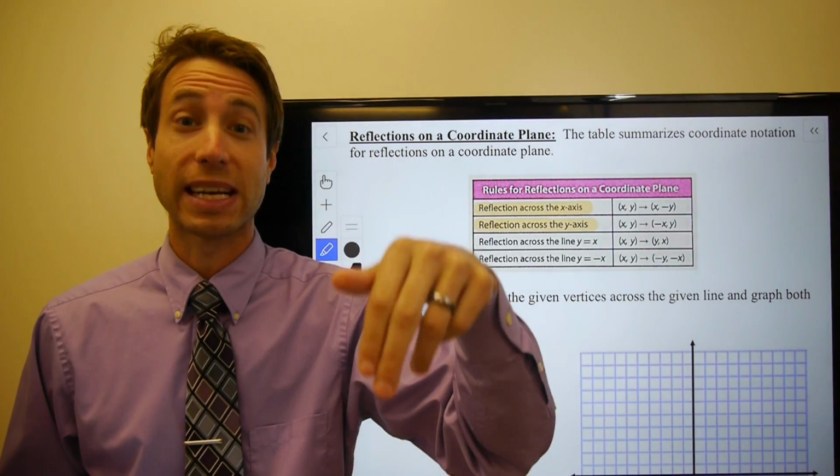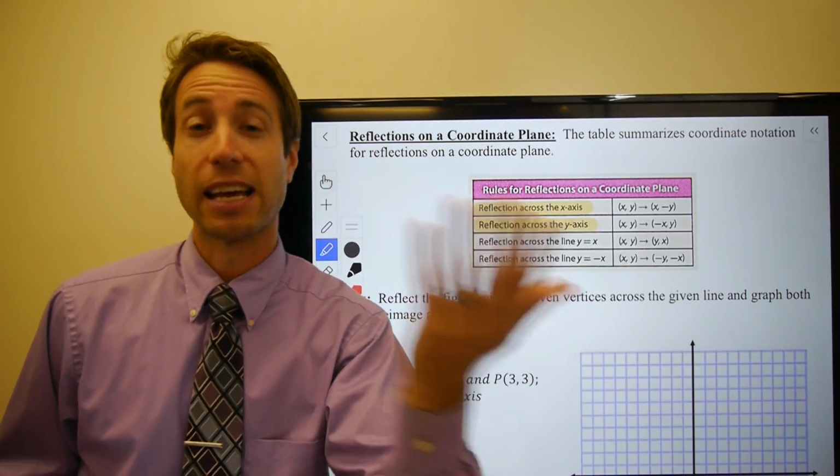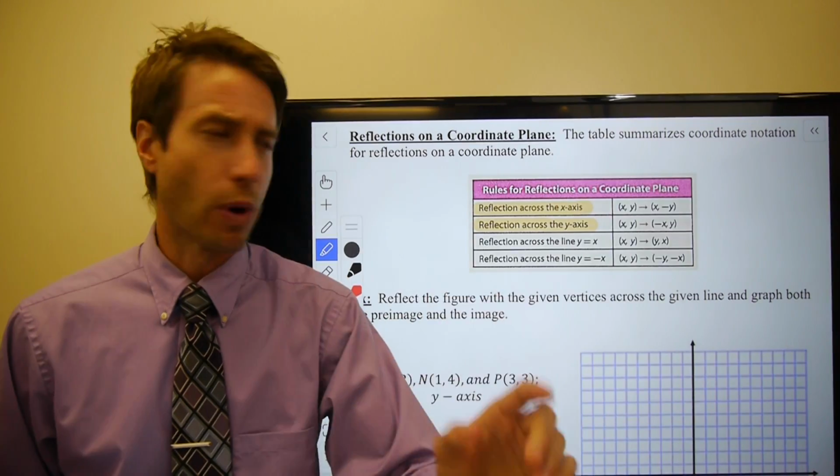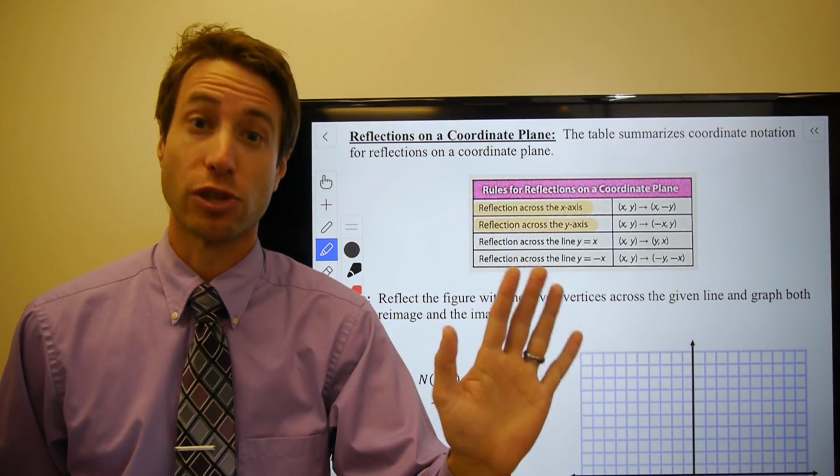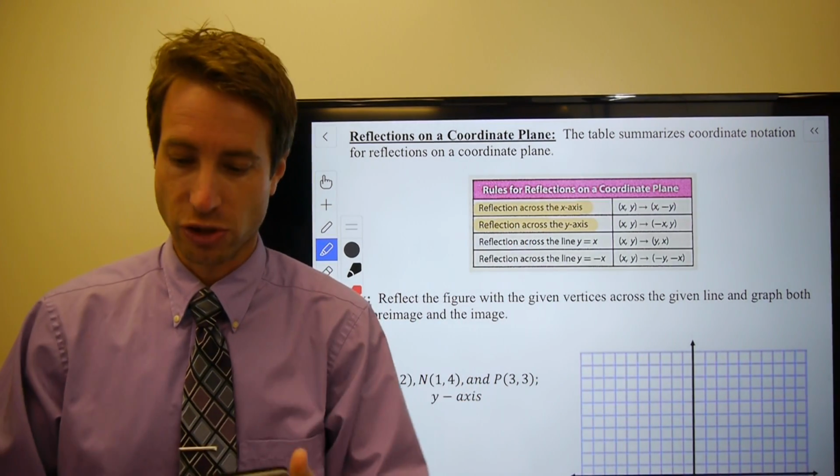Of course, that means if your x is already negative, negative times a negative, you'd be making the x value positive. Whatever the sign is of that coordinate already, you're just going to do the negative of it, change the sign of it.